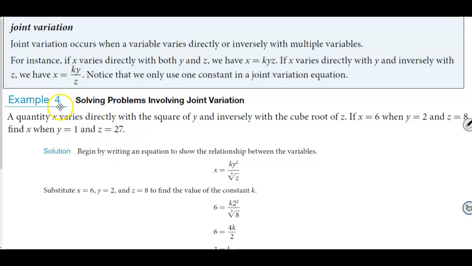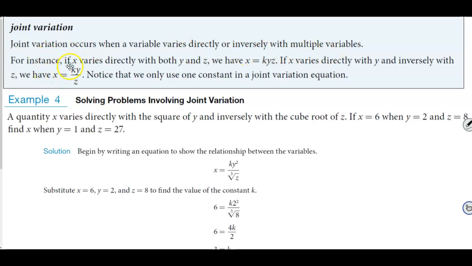Okay, now in example 4, we want to solve problems involving joint variation. Now the definition of joint variation is the following. Joint variation occurs when a variable varies directly or inversely with multiple variables.